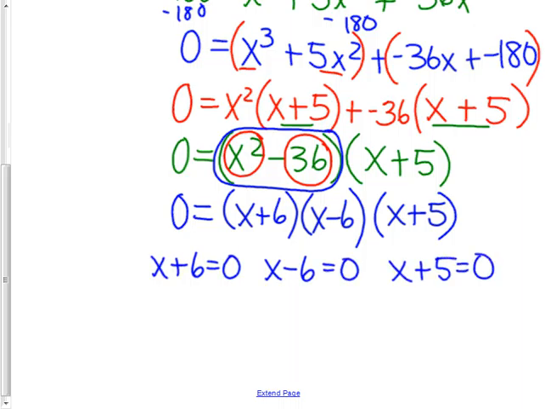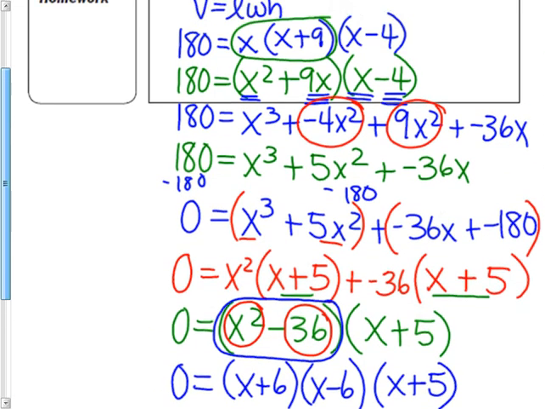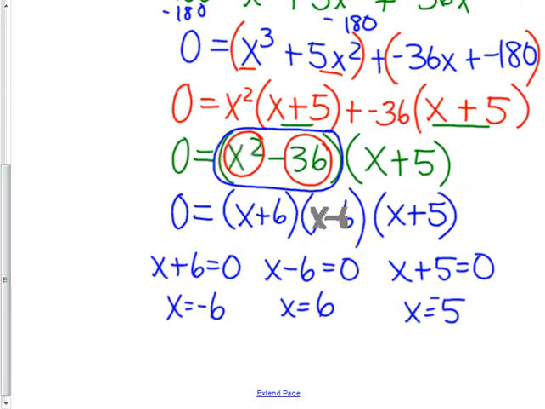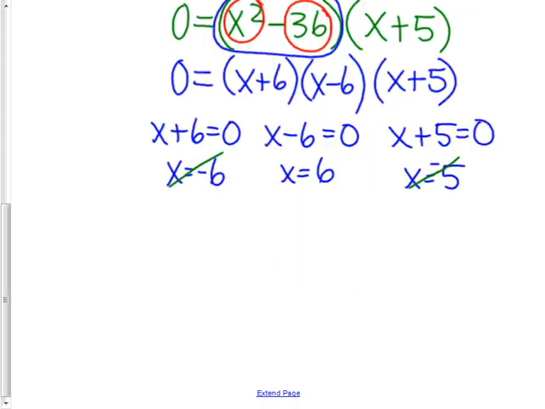So very similar to what happened in example 6. So here x would equal negative 6, here x would equal positive 6, here x would equal negative 5. So this time we have 2 negative values for x, which means we don't have to think too hard. x is the length this time, I believe. Yep. We can't have a length that's negative, so that eliminates both of these, which means x has to be 6. We have no other choices.